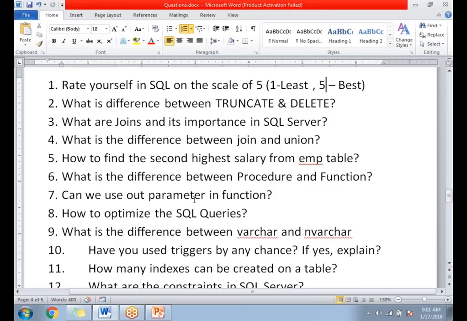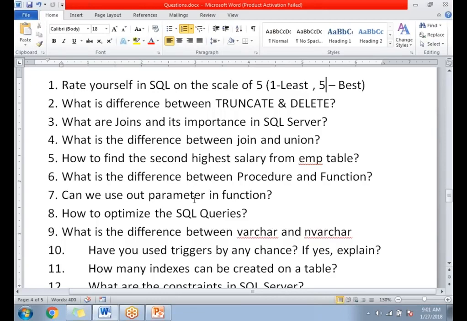Next question, what are joins and their importance in SQL Server? Again, this is also a basic concept and a really important one. Joins help us combine the data of two tables based on certain conditions. The tables can be different, like if you're talking about employee and department, or student master or something like that. Based on the common columns, we join the tables and pull the required columns.